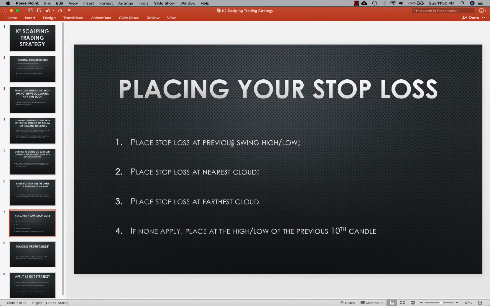If that's too close or too far, you can go for the nearest cloud. If not, you can go to the farthest cloud. And if none of those apply, then you can just go back about 10 candles, and you can usually see where the previous swing high or swing low is from there.